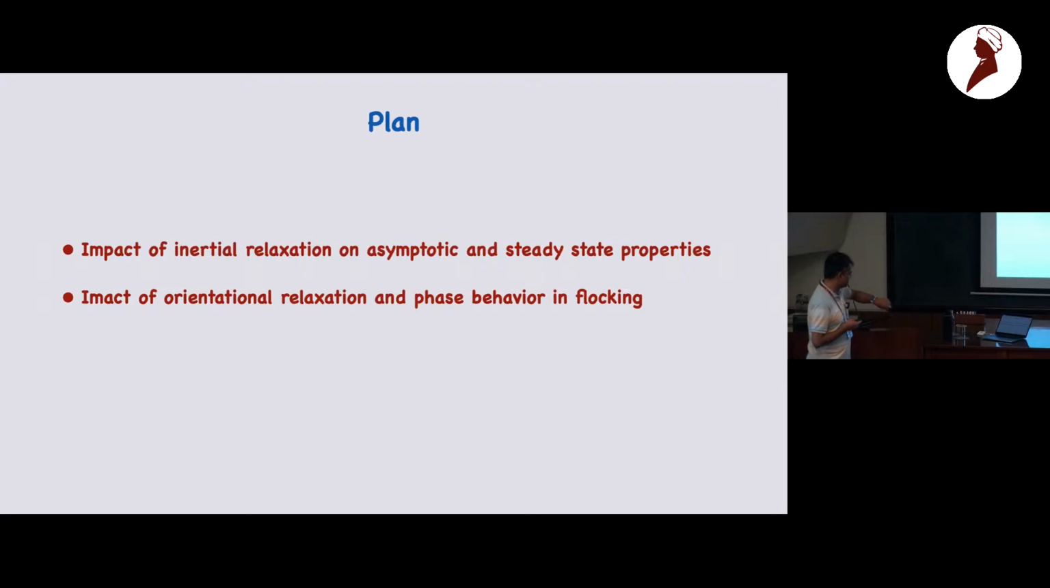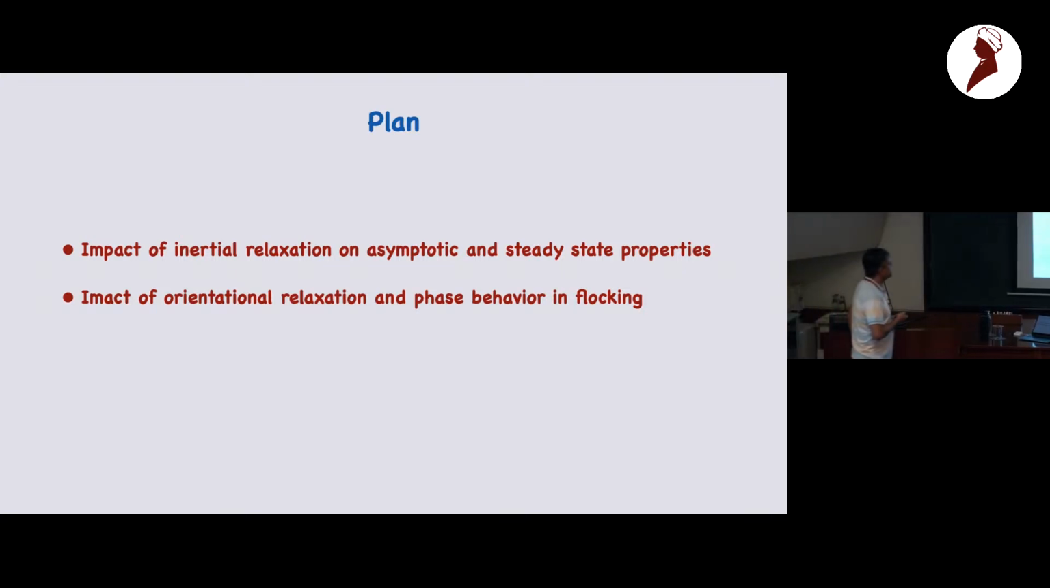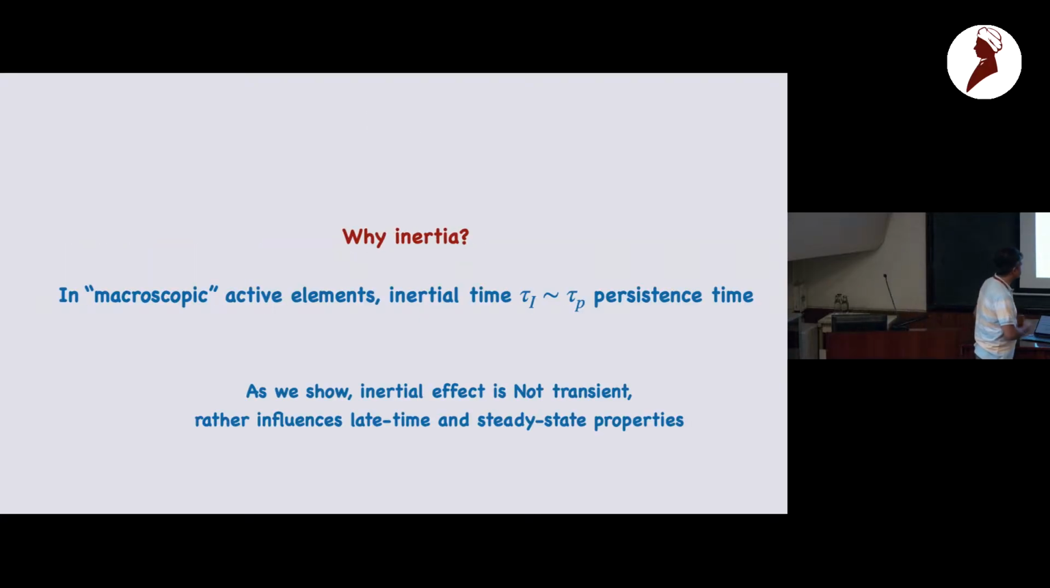So this is the plan. I have roughly 30 minutes. The plan is that first I will tell you about what we did looking at the impact of inertial relaxation on asymptotic and steady state properties of active particles. And in the second part, I'll look at this orientational relaxation. I already mentioned that in macroscopic active elements, if the inertial time becomes of the order of the persistence time, then it not only has a transient effect, it has a late time and steady state effect.